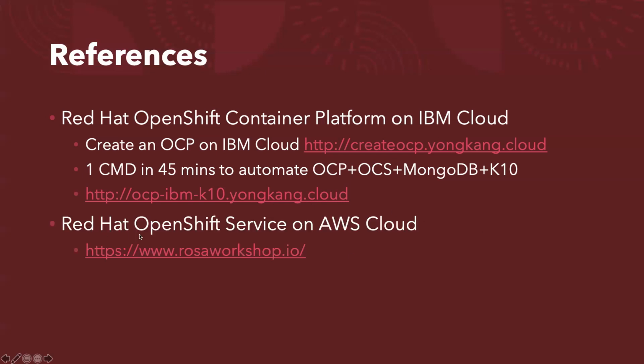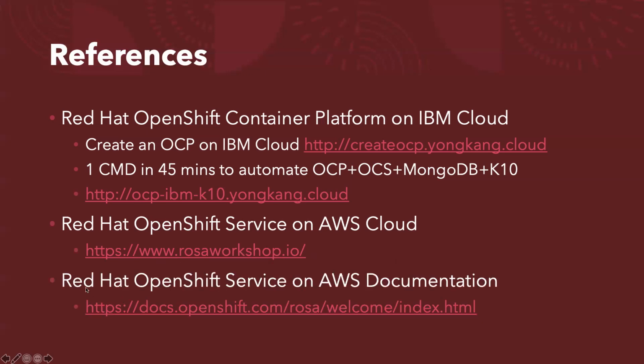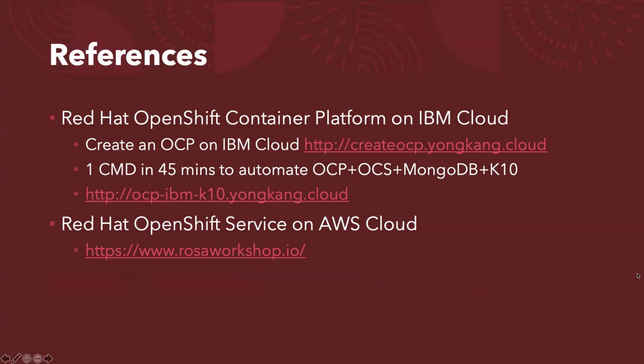And a couple of documentations about ROSA, Red Hat OpenShift Service on AWS. The first one is rosaworkshop.io. The second one is docs.openshift.com, and there is a /rosa. There are a lot of details about how to configure and install ROSA. But I tell you what, it's too much detail, you might get lost. That's why I created this YouTube video for you to simply build a ROSA cluster from your AWS Cloud.